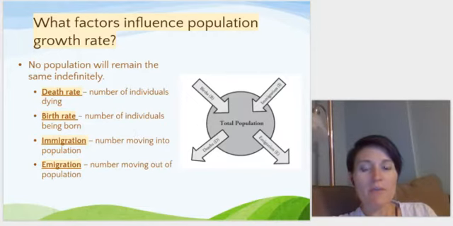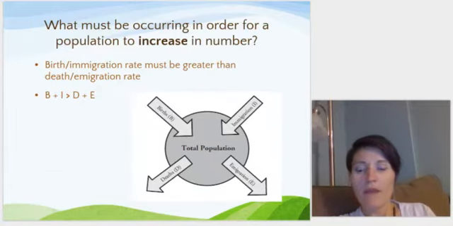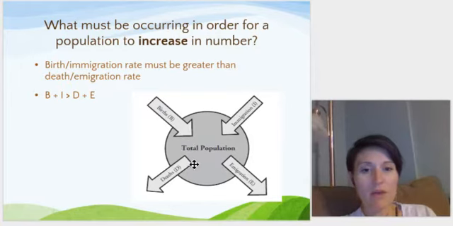So the factors that influence population growth rate are death rate, birth rate, immigration, numbers going into the population, and then emigration, individuals leaving the population. Here is an example of a mathematical equation that we can use to show what needs to happen in order for the population to increase. So if the population is increasing, our births and our immigration, things going into the population, will need to be more than the things leaving the population, which are deaths and emigration.